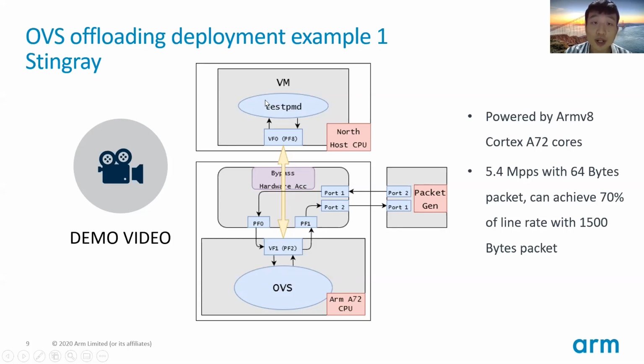When the testpmd process on the virtual machine receives the packets, it will forward them back to the OVS process on the SmartNIC. In this way, we can measure the throughput of the software solution for OVS offloading. Let's see the video.